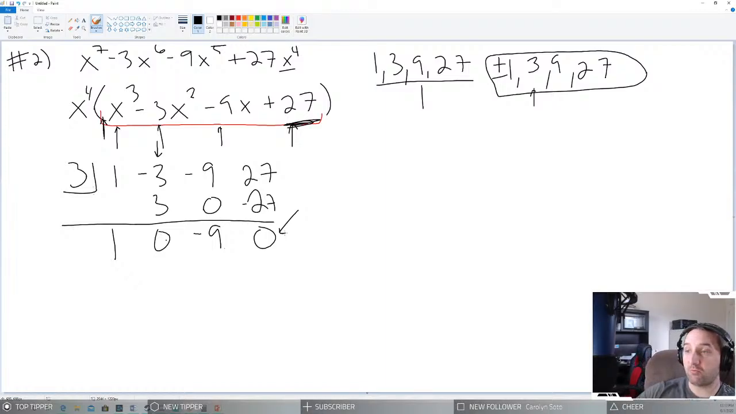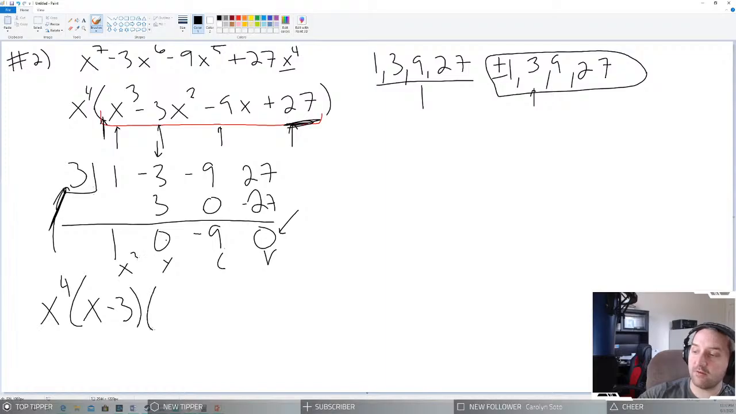So I could actually write this now in a little bit more factored form. We know that this 0 represents a factor of my polynomial. So I'm going to get x to the 4th. Then this 0 right here, that 3, is x minus 3, because it's always x minus your 0. And then I have this remainder, constant, x, and then x squared. So I have 1x squared, no x, and then minus 9. So I basically took this and factored it a little bit more into this.